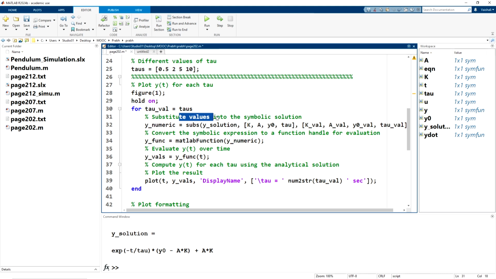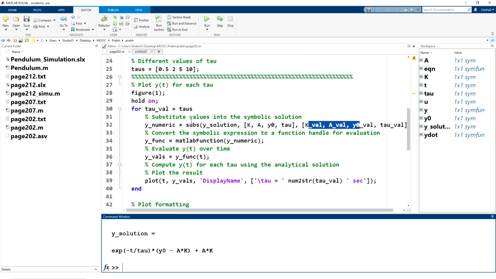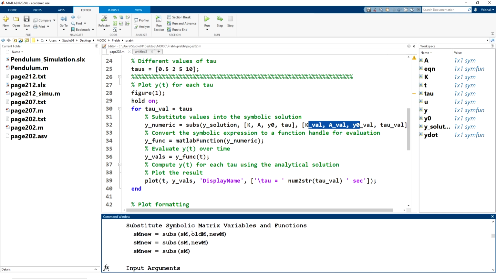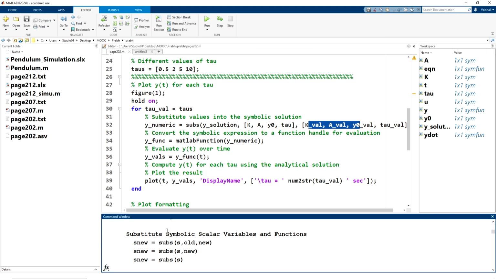And then I am substituting these values into the symbolic solution. I have named the variable y numeric equals subs. It will substitute in this equation y solution. This is the old variable and this is the new variable. Again, to get more information about subs, you can simply write here, help subs. So this is the syntax: subs of s, that is the equation, then old and new.